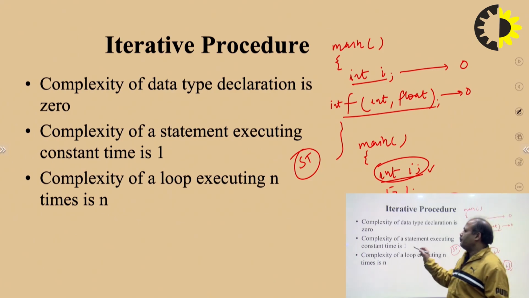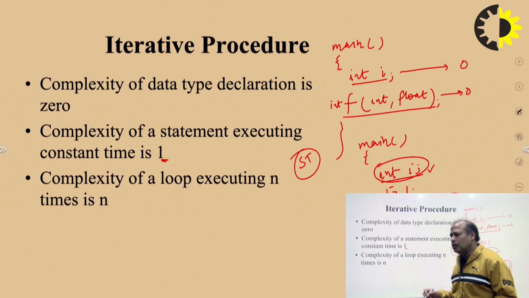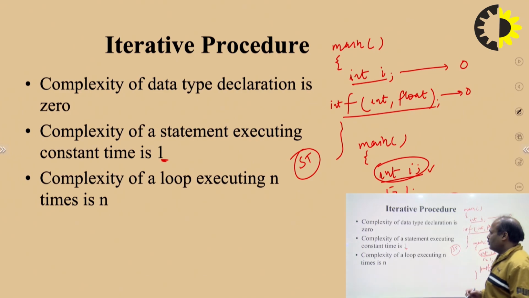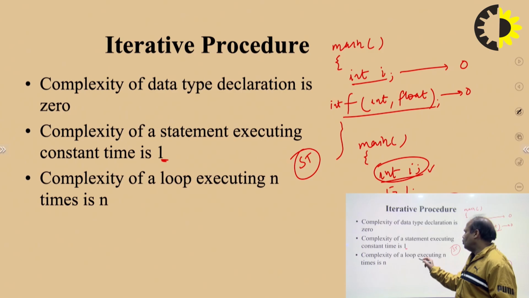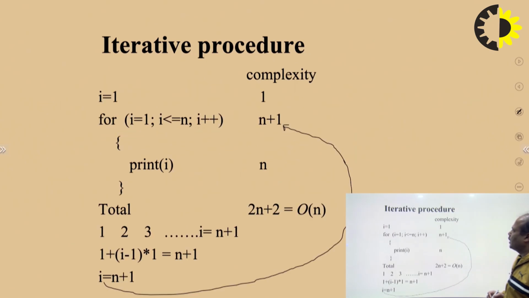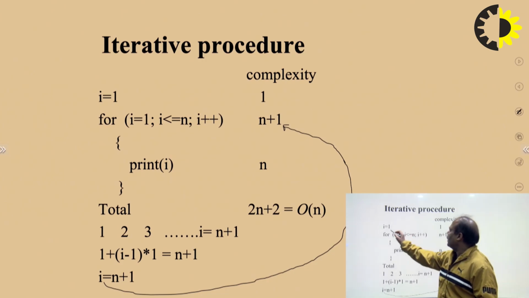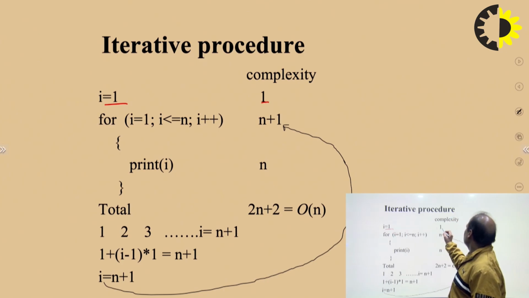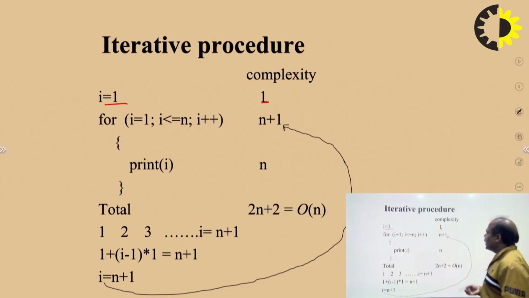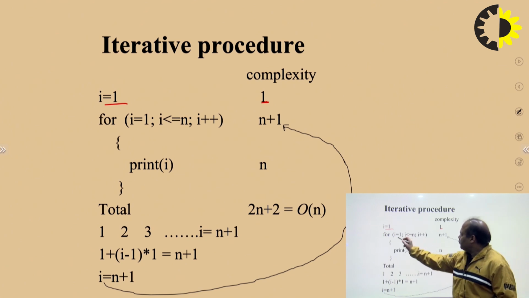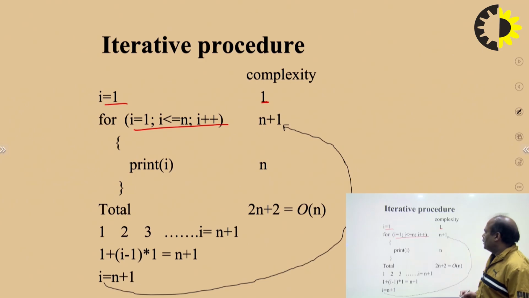So the complexity of a statement executing in constant time is always denoted as 1. Next, the complexity of a loop executing n times is going to be n. Let's have one example of an iterative procedure. Let's say i is 1. This is 1 because it is constant time, so its complexity will be 1. Then we write this line, which is a loop, and it runs n times.